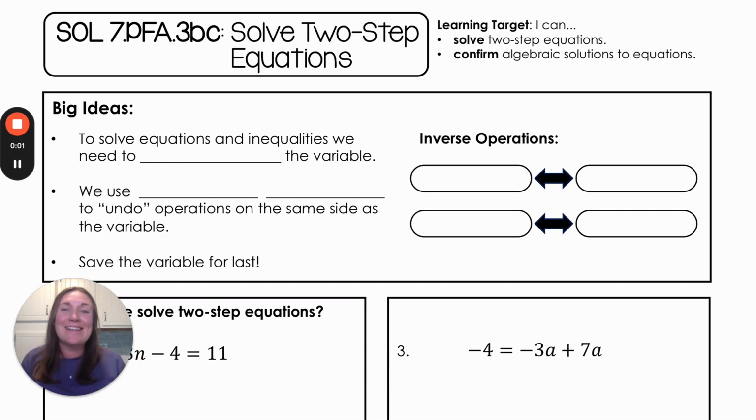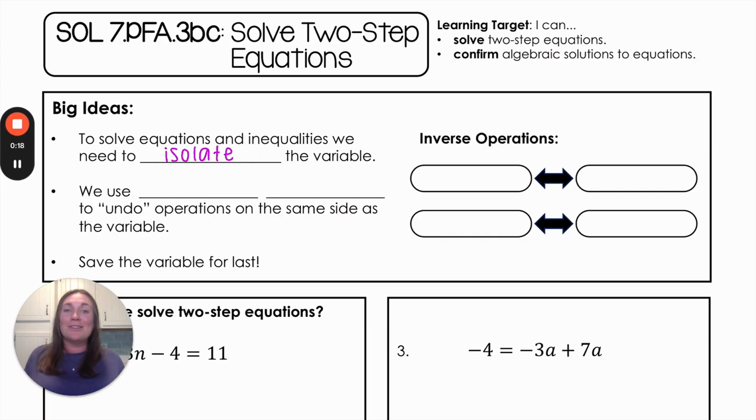Hello everyone, today we are talking about how to solve two-step equations. So remember, if we are solving an equation, we want to get an answer where x is by itself. So x equals 2, x equals 5, something like that. So what we are doing when we are solving an equation is we are isolating the variable.